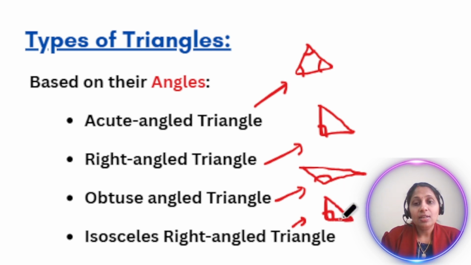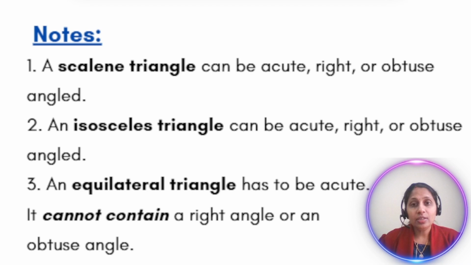Such triangles are called isosceles right angled triangles. I hope you are clear with the types of triangles based on their angle. Right? Now, let's go to the different things that you have to note here.